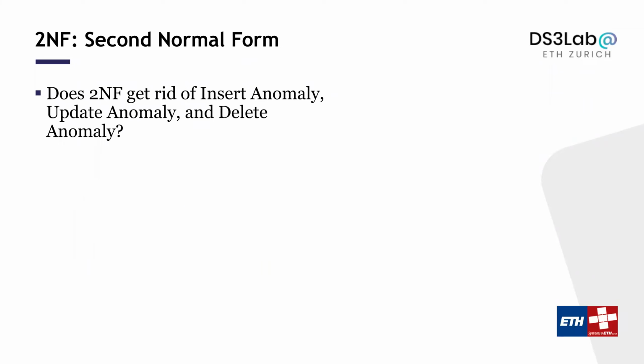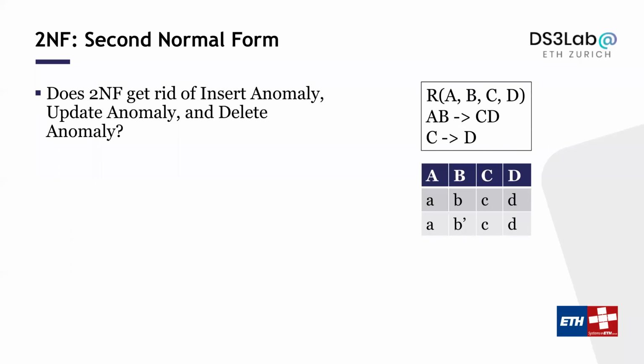One thing we want to think about, now that we know what second normal form is and how to decompose a relation into second normal form, is whether second normal form is enough. Does second normal form get rid of all the anomalies in my data? If I have a relational design that's already in second normal form, can it still have insert anomaly, update anomaly, and delete anomaly?